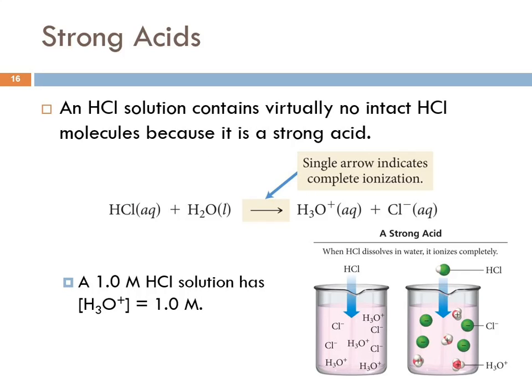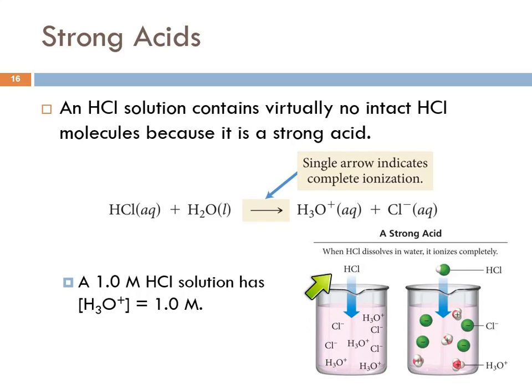So looking at hydrochloric acid. You put HCl in water. Here we have a single arrow. This is indicating that there's complete ionization. And it goes to hydronium ions and chloride ions, and there's essentially no HCl left. No hydrogen chloride molecules are left. And that's what makes it a strong acid. It ionizes completely.